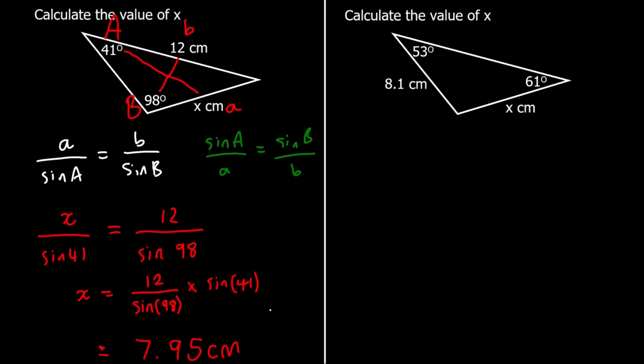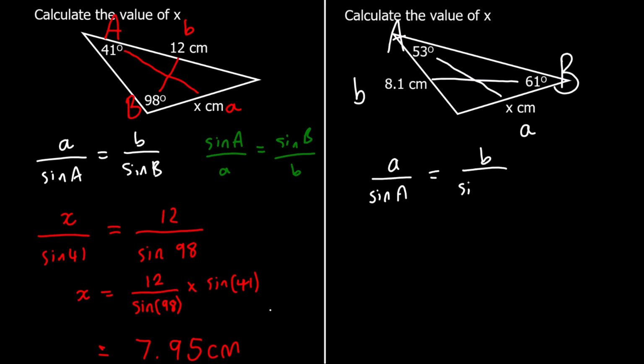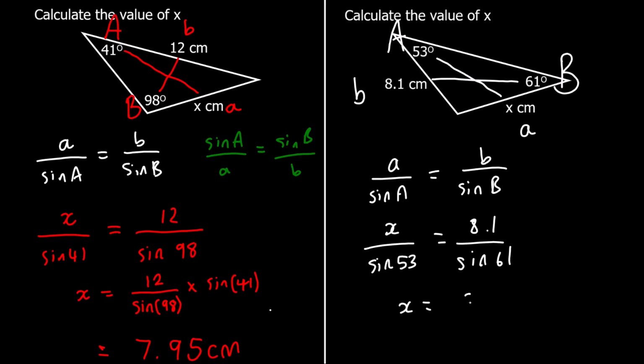One for you to try. Pause the video and give it a go. So we can see we've got opposites here. We'll have big A, little a, big B, little b. And we're just going to substitute into the sine rule. We want the lengths on top. So we can have a over sine A equals b over sine B. So that's x over sine 53 equals 8.1 over sine 61. Get x by itself, so times by sine 53.